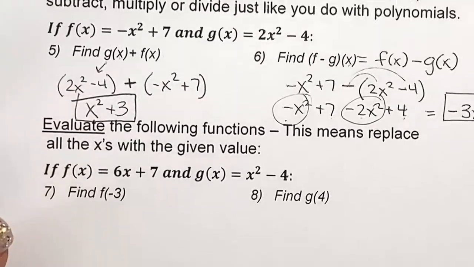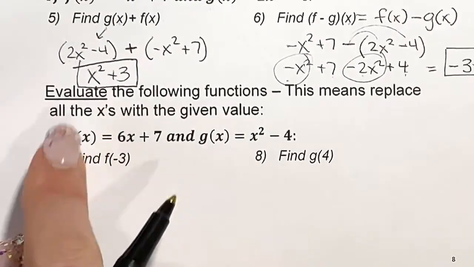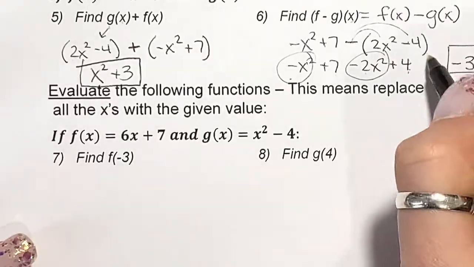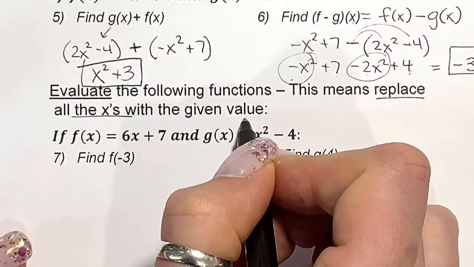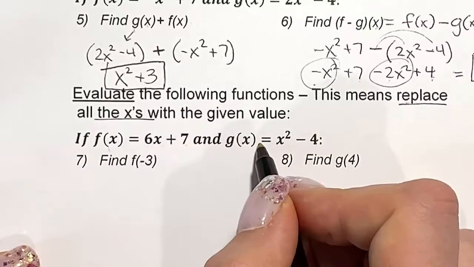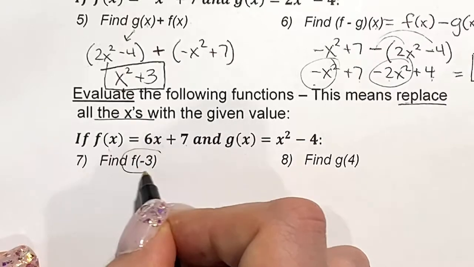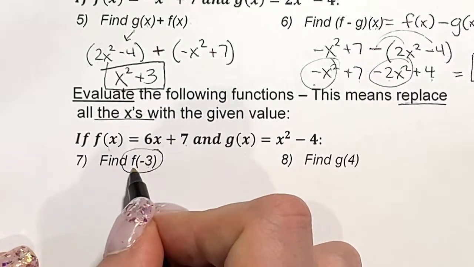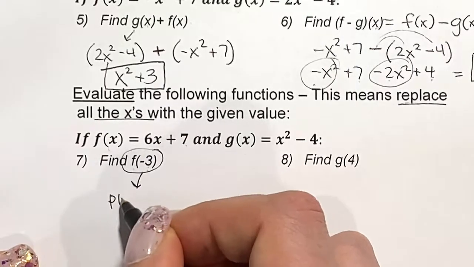Okay, another thing that you will see with function notation is you will be asked to evaluate. Evaluating a function means that you're going to be replacing the x's with whatever value, whatever number, they give you. So let's say I have f of x equals 6x plus 7 here, and then g of x equals x squared minus 4. You're going to see stuff like this with the negative 3. Remember, it's usually f of x. Now they're saying, what's f of negative 3? This is telling you to plug in negative 3.